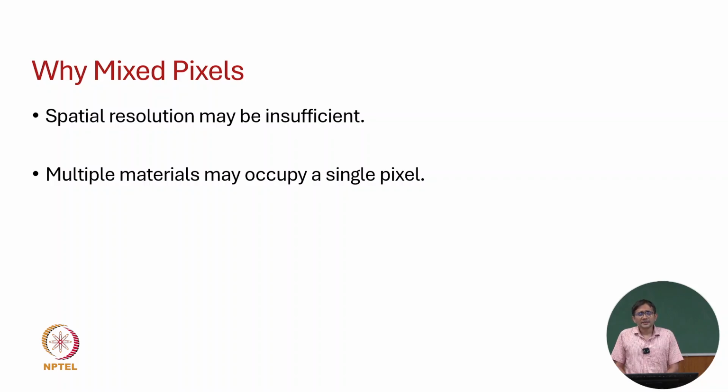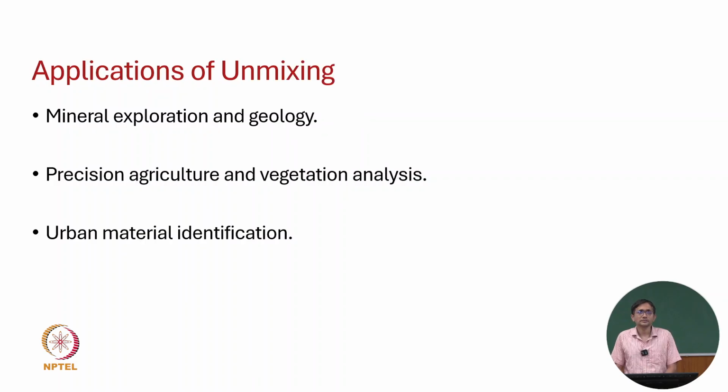Why these mixed pixels? Here the spatial resolution often plays an important and limiting role. What happens is that in the case of coarser spatial resolution, multiple materials may occupy a single pixel. Applications of unmixing we see in mineral exploration, precision agriculture, urban material identification. So more or less, wherever hyperspectral images themselves are relevant, unmixing also plays an important role.